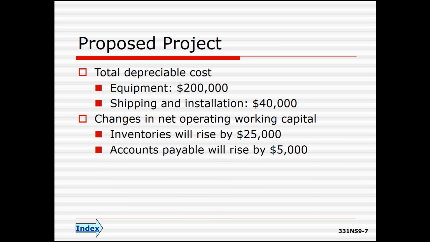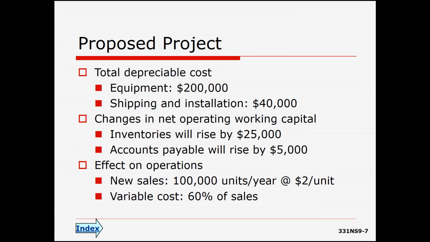The new project will require an increase in inventory of $25,000, a use of cash. Accounts receivable is expected to increase by $5,000, a source of cash. So the net change in net working capital is $25,000 minus $5,000, $20,000.